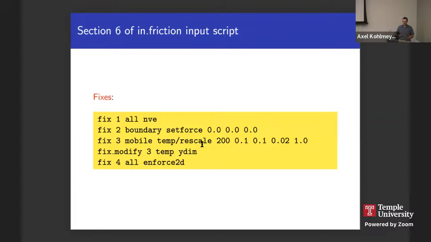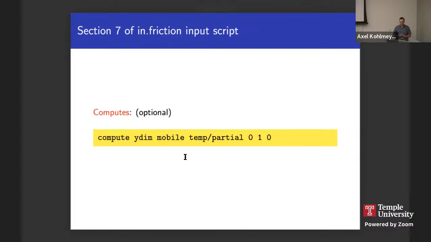We're defining some fixes. So this is how we actually move the atoms. So we have a time integrator. This is just the NVE, velocity Verlet. And then we have some other fixes that set the boundaries so that the wall atoms don't move. We have a thermostat so that the temperature of the moving atoms is reasonable. And then for any 2D simulation, we have this fix enforce2d, which makes sure that there's no movement in the third dimension. We also have a compute. So this is computing a profile of the temperature. This is optional. This is a diagnostic.